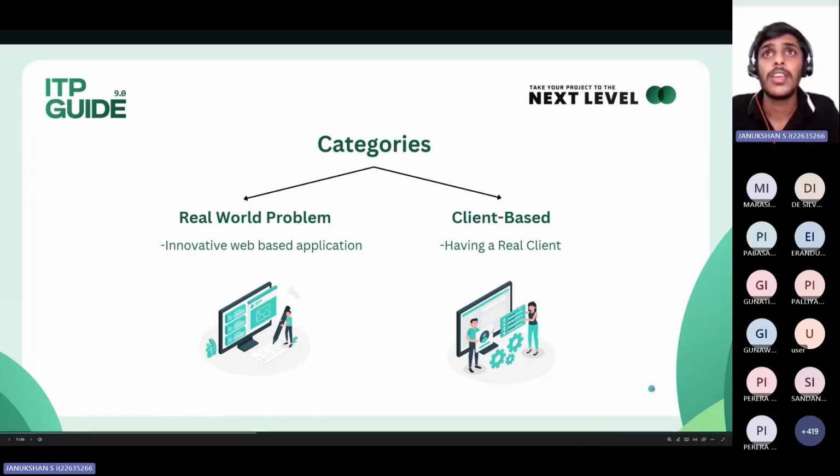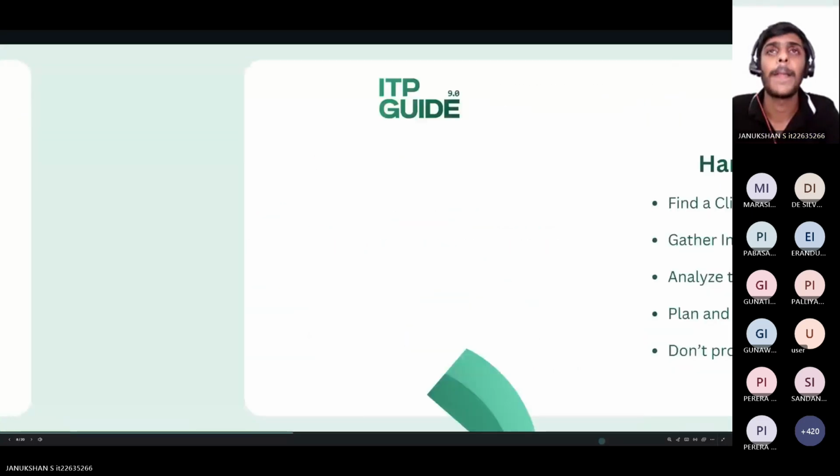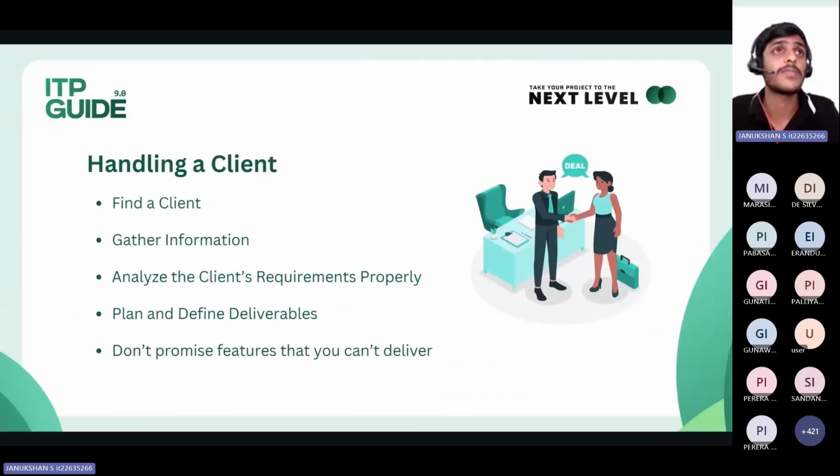And if you are doing a client based project, there are certain aspects when handling a client. First of all, you have to find a client. I think if you are selecting a client based project, you might have already found a client. After that, you have to gather information. Gathering information, of course, can be done through questionnaires, interviews, and any other methods you have learned before. After that, you have to analyze the client requirements properly and make sure whether it aligns with the ITP assessment.